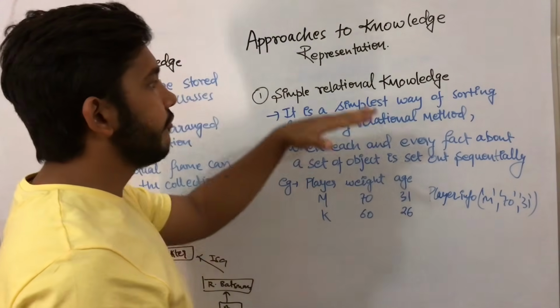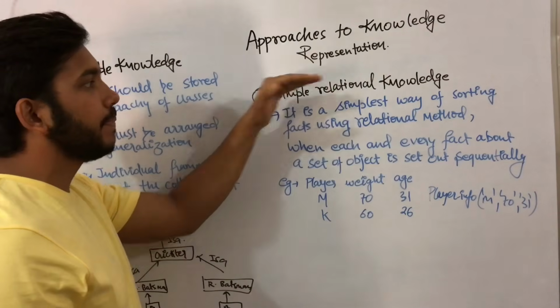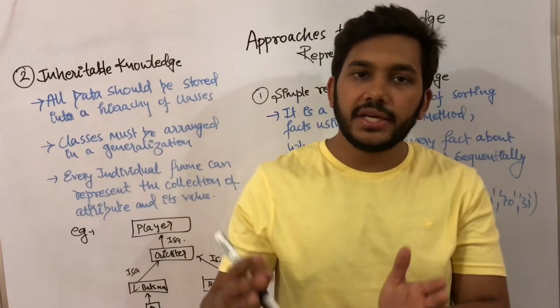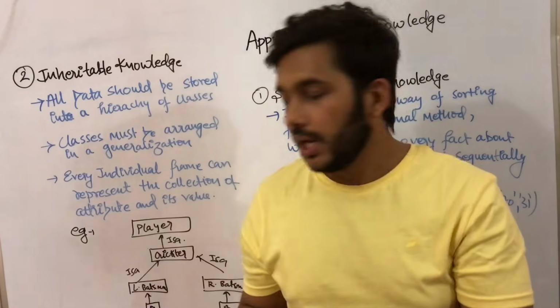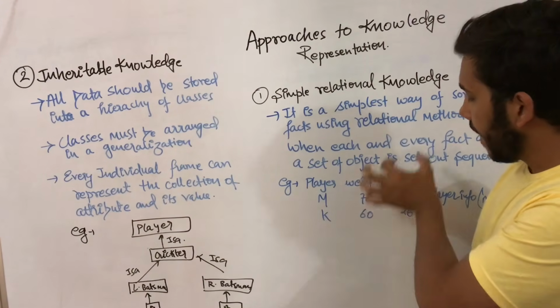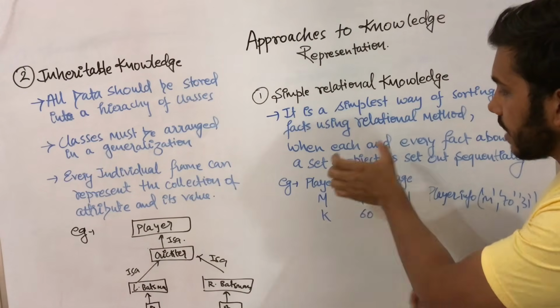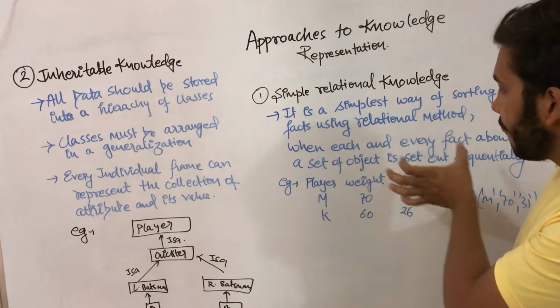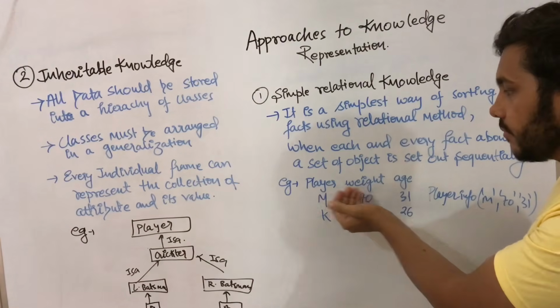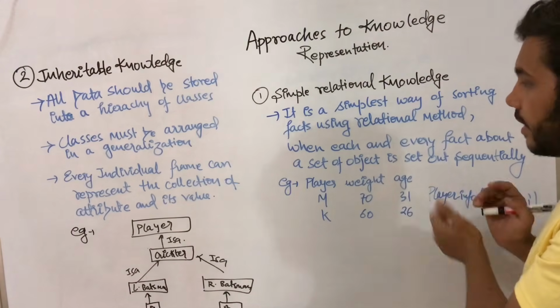So this type of knowledge representation, simple relational knowledge, uses the relationship between different entities, like player, weight and age. In this, a single object with different sets of facts is represented using relational knowledge.